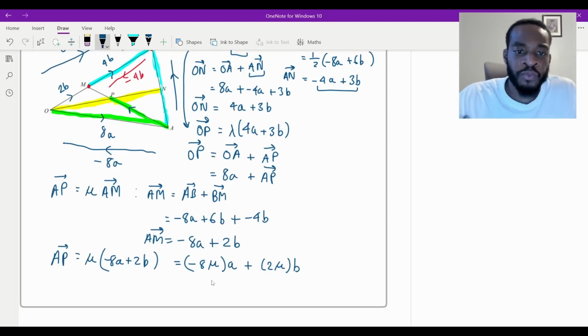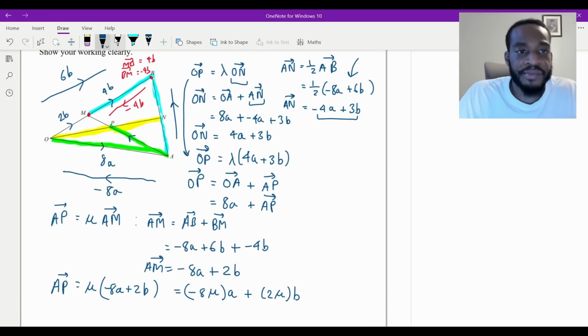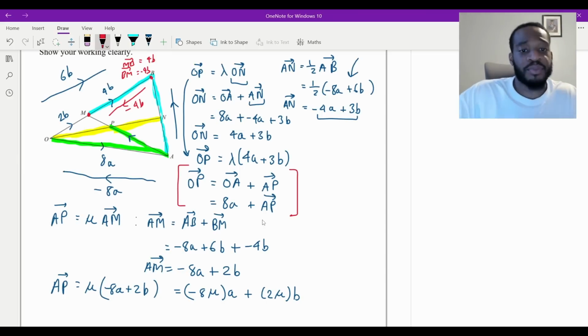Remember what we were trying to do? We were trying to figure out another way of expressing O to P. Remember, it was this one right here. This one here, O to P. We said that O to P is equal to O to A plus A to P. O to A was 8A. We now have an expression for A to P, so we can put that in there.